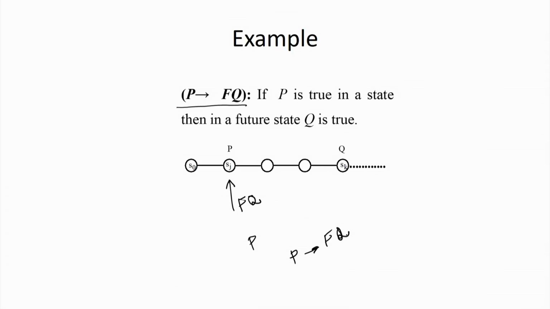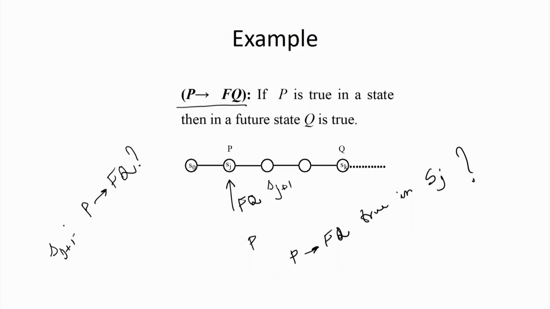Now, whether this is true in S j, if P then F q. So, P is true and F q is also true, that means in S j, P implies F q is true, because in future we are going to get some state where q is true. Now, the next step is S j plus 1, whether in S j plus 1, P implies F q is true.